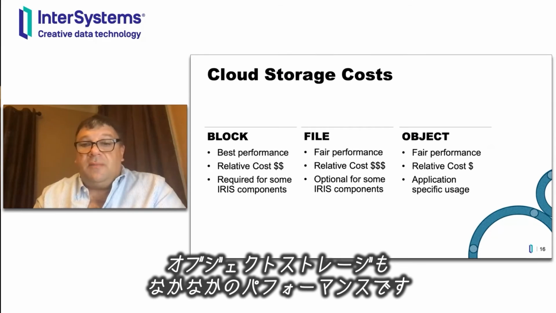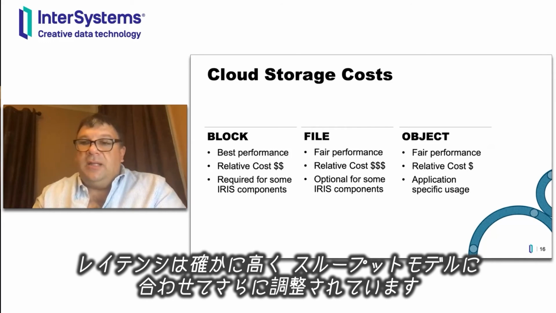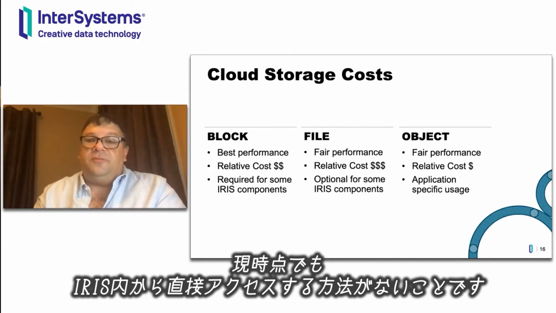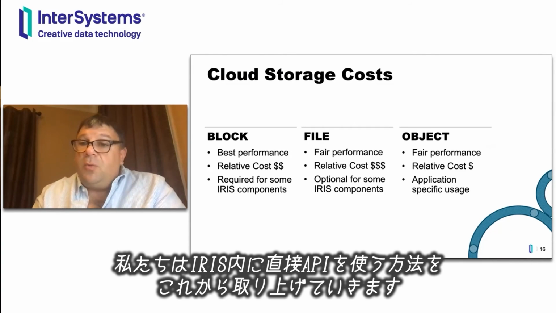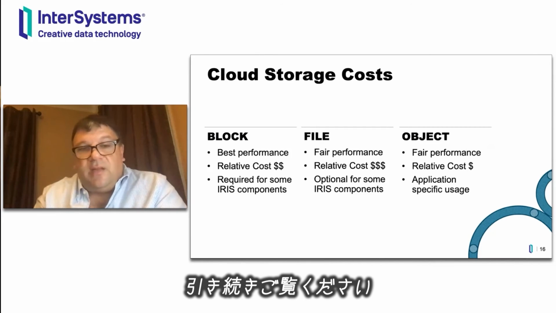Object storage has fair performance, and that's subjective as to whether it's fair, poor, or good, and it certainly has higher latency and is geared more towards a throughput model. One of the drawbacks here is there is no direct access method from within Iris as of yet. You'll need to programmatically use it using the cloud provider's SDK or APIs. However, we're looking into supporting an API method directly within Iris and possibly other automated methods for the core system components of Iris itself. So again, stay tuned on that.